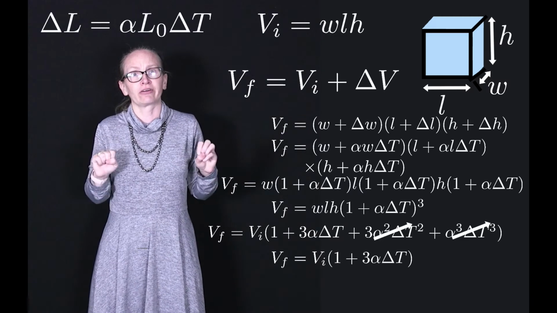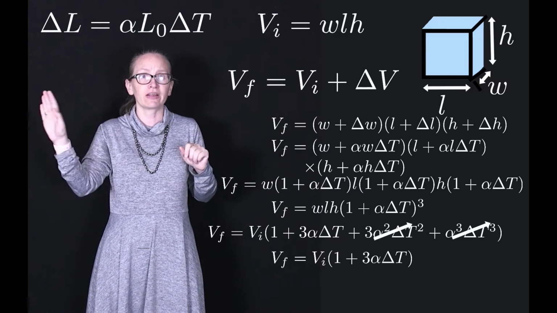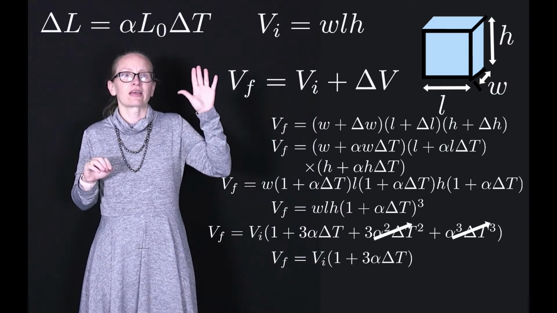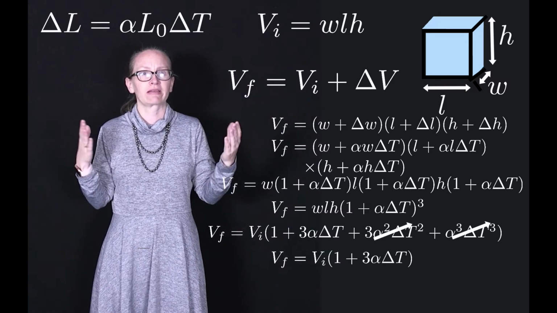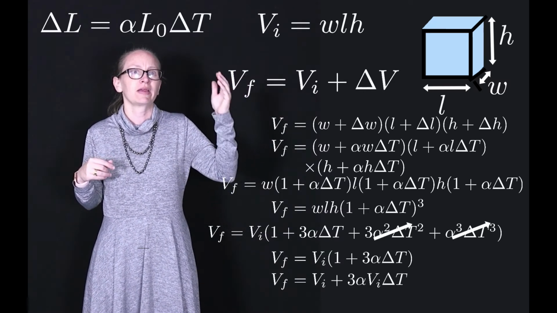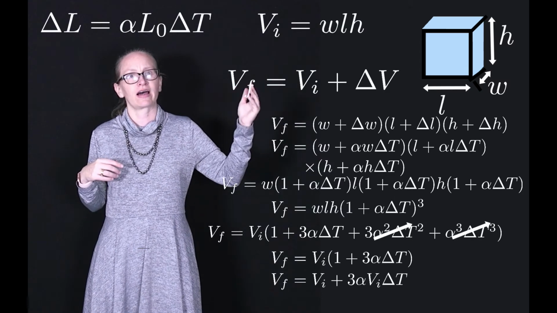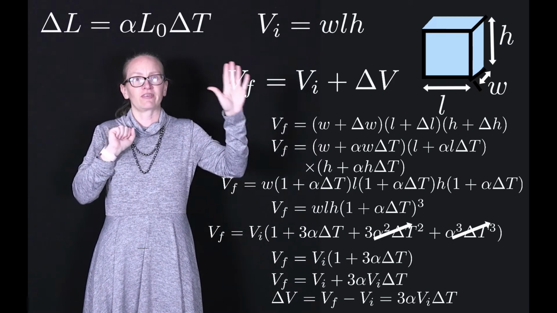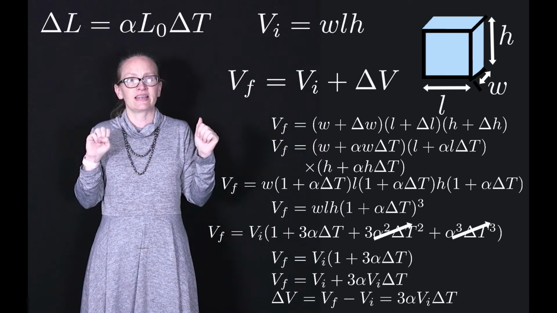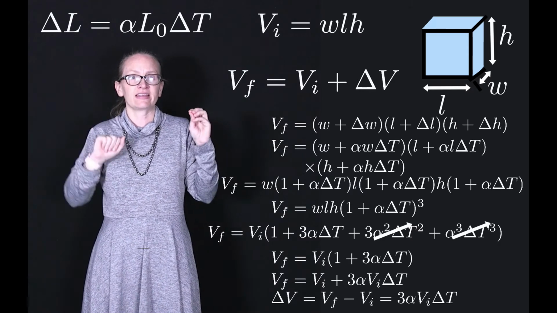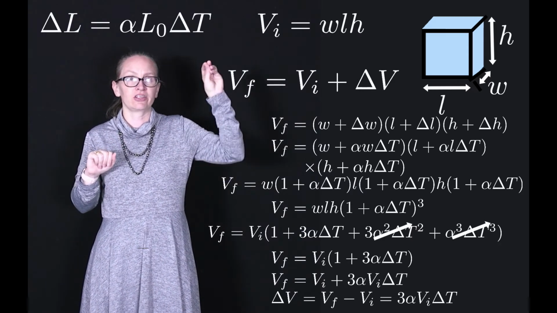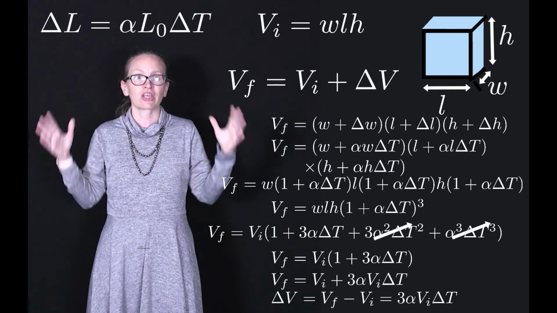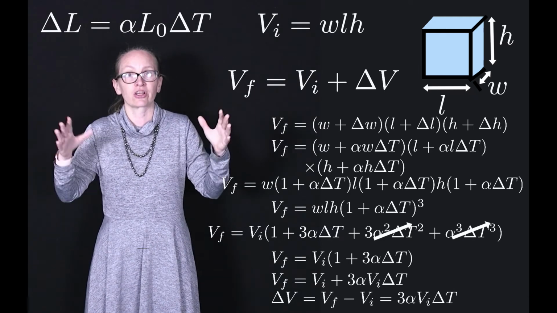So those are a couple of reasons for leaving out the higher order terms. When we leave out the higher order terms, you can see that the final volume is equal to the initial volume times (1 plus 3 alpha delta T), which we can write as the initial volume plus 3 alpha times the initial volume times delta T. Now, because the change in volume is equal to V final minus V initial, we can write that delta V is equal to 3 alpha times the initial volume times delta T. So this is our expression for the change in volume of a solid.